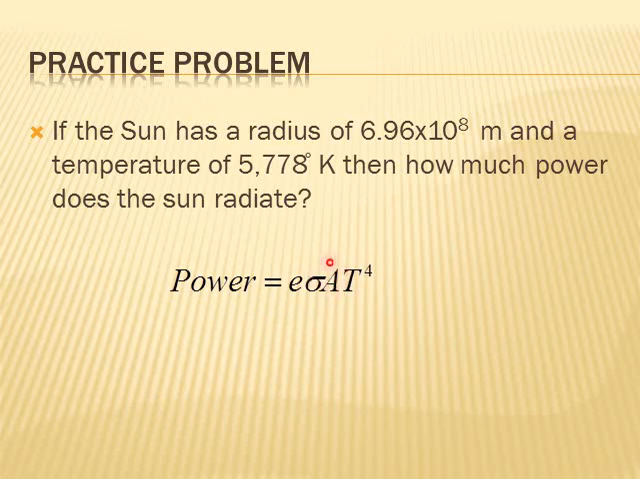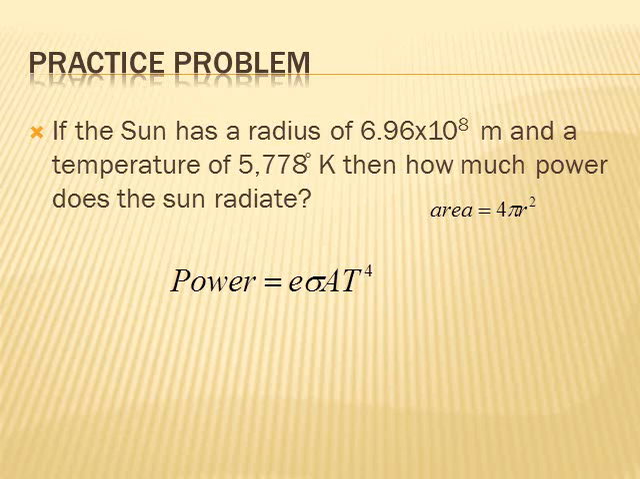Also keep in mind for the area, you're finding the area of the sun, and the sun is in the shape of a sphere. So you have to use the equation for the surface area of a sphere, which hopefully you remember. If you can't remember, it is 4 times pi times the radius squared. Okay, so go ahead and pause it and give it a try and see what you can calculate.